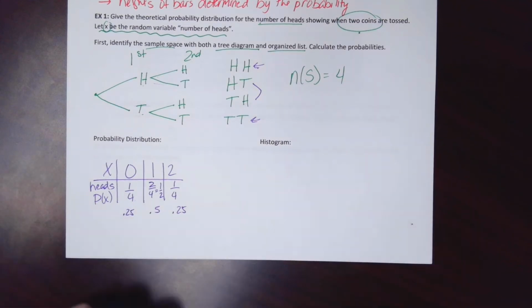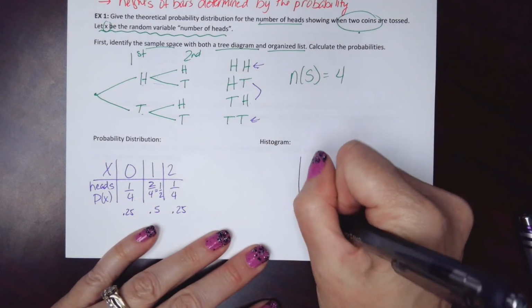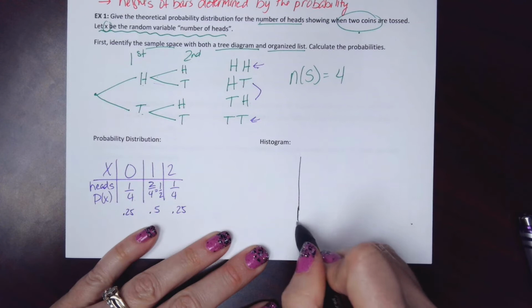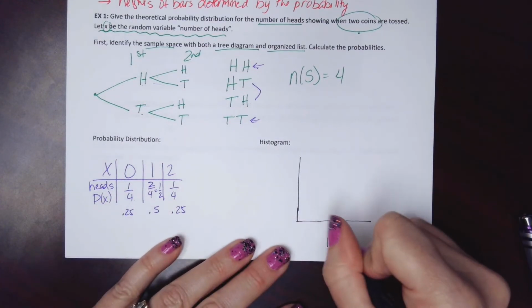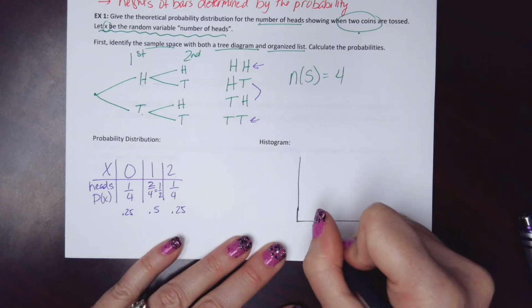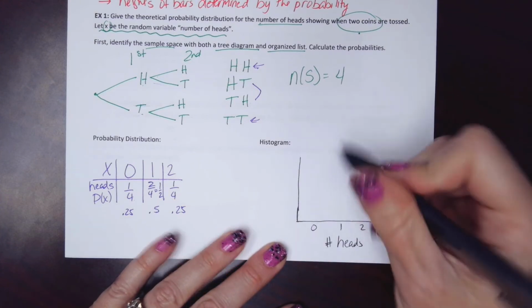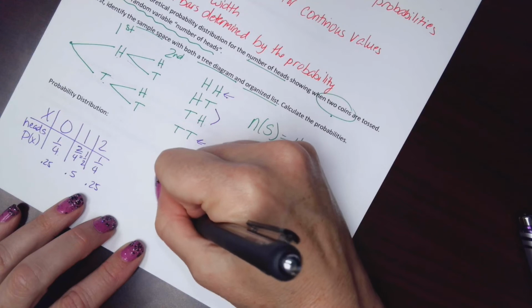Now we're going to do a histogram. And as I said, a histogram is really just a bar graph. So we're going to set up a bar graph. My outcomes are the number of heads on the 2 coins, and I know that there are 3 different possible outcomes. I've got 0, 1, or 2, and my probabilities are going to need to go up the y-axis.